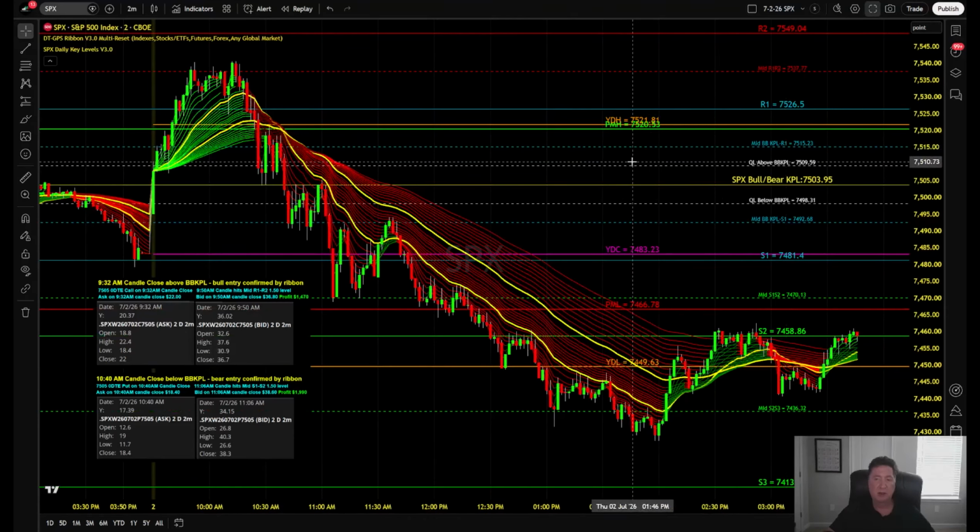Ribbon is transitioning here. Price is closing below both of the thick yellow MA lines within the ribbon. But here on this 10:40 a.m. candle, we get a close below a main key level, bull bear key price level again. Ribbon is all red, lower bands pulling away from the base. So that is the bearish entry, $18.40 is the ask.